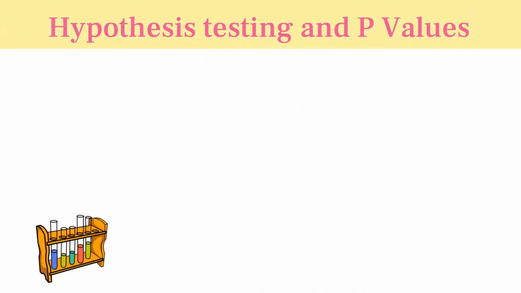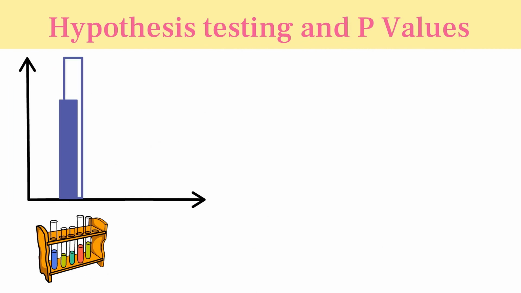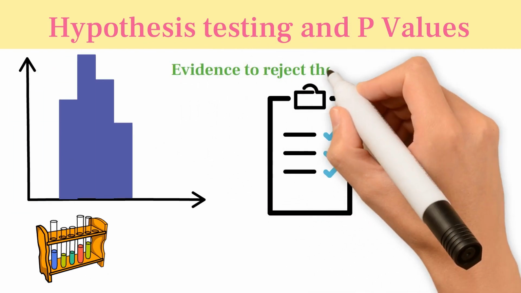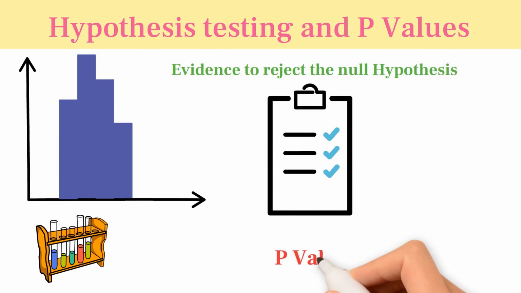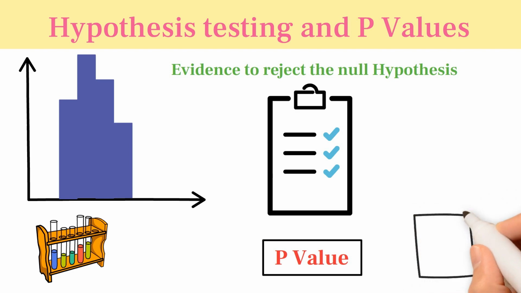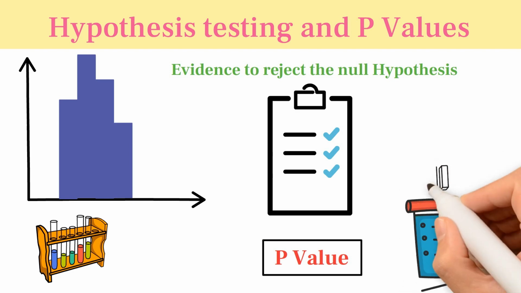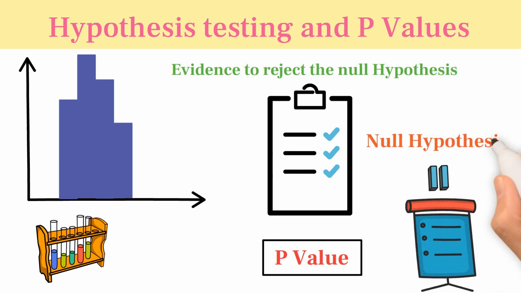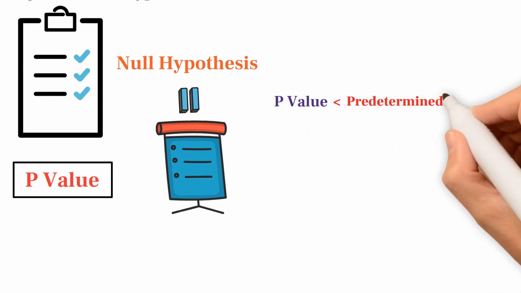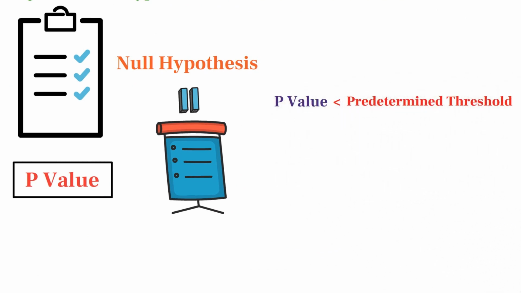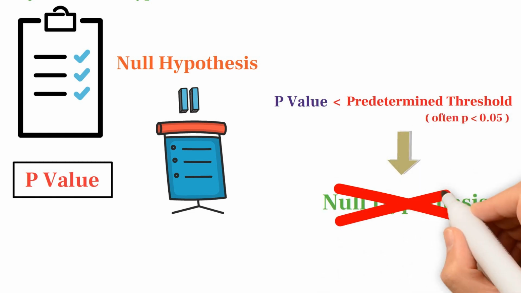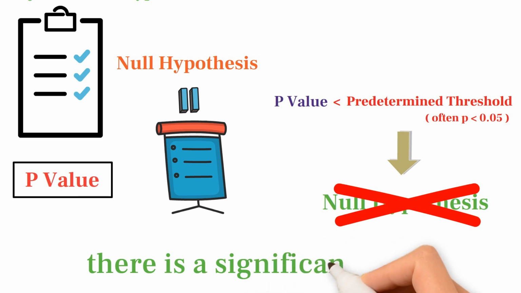Hypothesis testing and p-values. Hypothesis testing is the process of using statistical tests to determine whether there is an evidence to reject the null hypothesis. The p-value is a key component of hypothesis testing because it provides a measure of strength of evidence against the null hypothesis. If the p-value is less than the predetermined threshold for statistical significance, then we reject the null hypothesis and conclude that there is a significant effect.